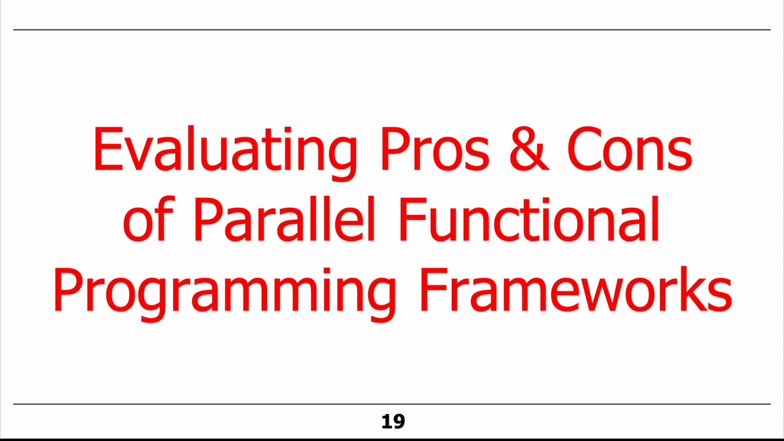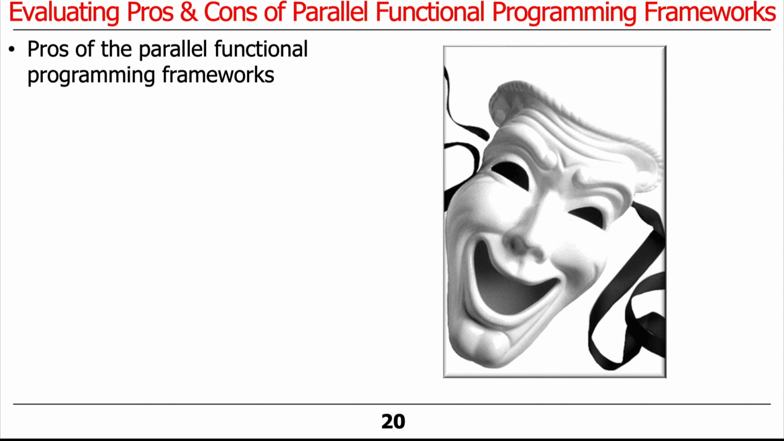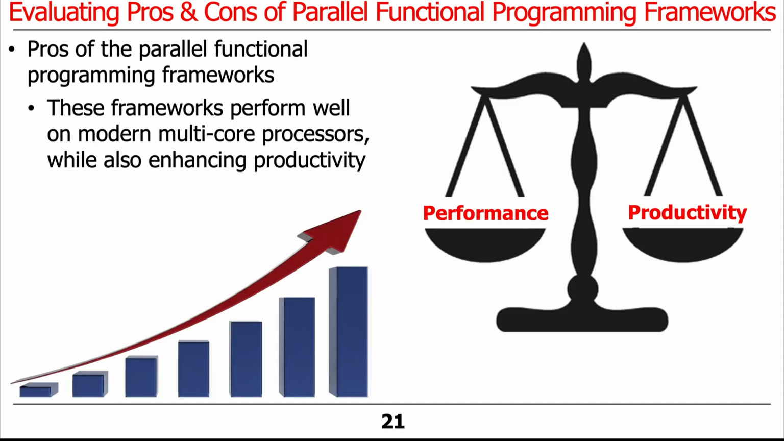So now that we've given an overview of Java parallel streams and the Java completable futures framework, let's go ahead and take a look at the pros and cons of using these techniques. We'll start with the pros. One of the benefits of using Java's parallel functional programming frameworks is these frameworks perform well, especially on multi-core processors. They give you good performance while also enhancing developer productivity.